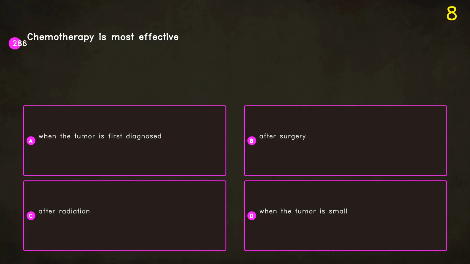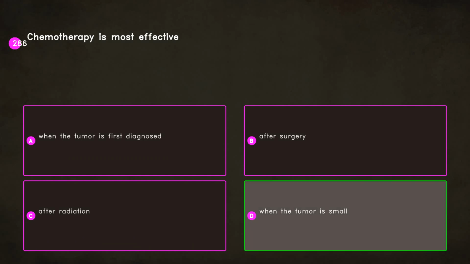Question 286. Chemotherapy is most effective A. When the tumor is first diagnosed. B. After surgery. C. After radiation. D. When the tumor is small. The correct answer is when the tumor is small.